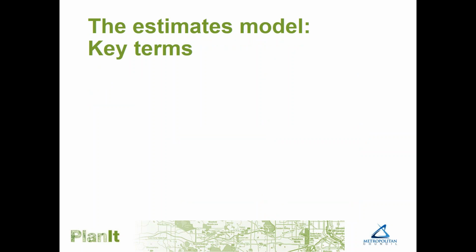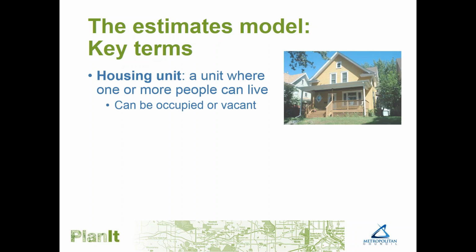Before I begin digging into the details of the model, I wanted to discuss some key terms so that we're all on the same page about what exactly we at the Council are trying to estimate. First, housing units are places where one or more people can live. So they're not the same as buildings. A single-family detached home has 1 unit, a duplex has 2 units, and large apartment or condo buildings can have hundreds of units in them.